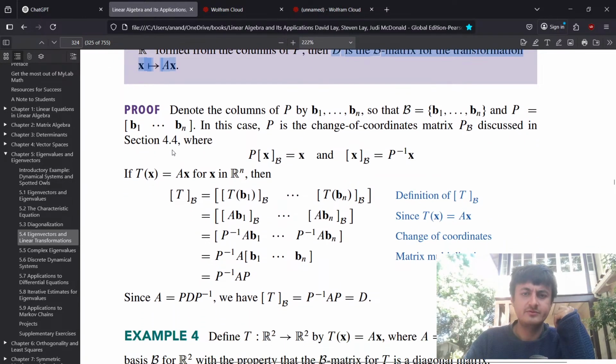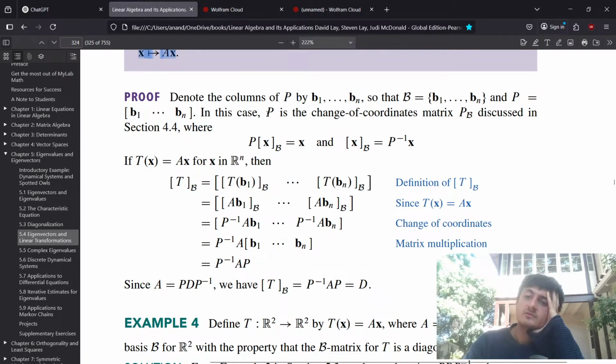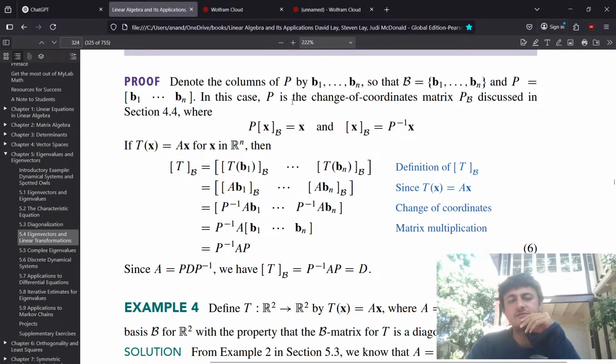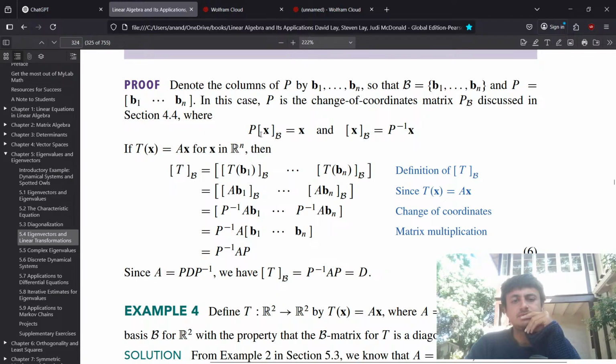Okay, so let's understand this proof a little bit more deeply. Denote the columns of P by b1 to bn, so the basis is b1 to bn, the set. Then we have this as the columns, or the matrix really. In this case, P is the change of coordinates matrix P_B discussed in section 4.4. So the proof: we have P is equal to b1 to bn, where B is equal to the set bi. P times x relative to B is going to be equal to x. And x relative to B is equal to P inverse x.